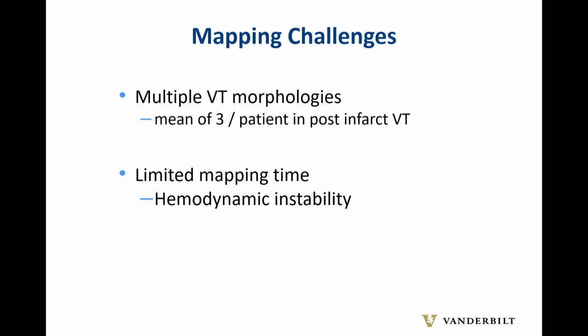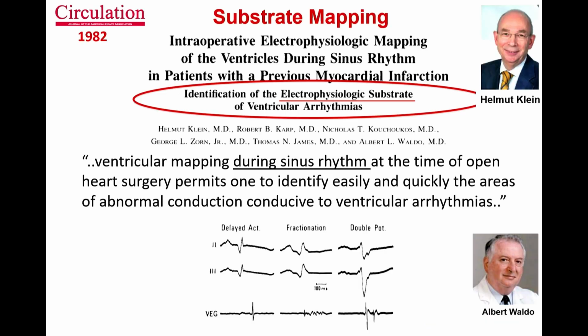But that doesn't address some of the other important mapping challenges for VT, particularly with scar-related VT: having multiple morphologies of VT, and limited mapping time that you can spend in VT because the VT is often hemodynamically poorly tolerated. So we need a different approach, and that approach has evolved into what we now commonly refer to as substrate mapping.